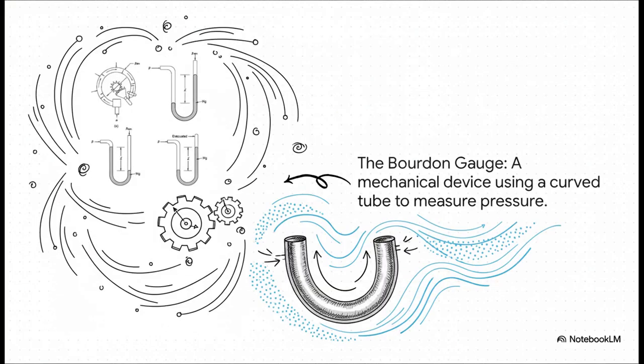But for a quick and easy reading, you'll probably see something like this, the Bourdon gauge. You've definitely seen these on bike pumps or air compressors. Inside, there's a little curved, hollow tube. When you pump pressure into it, the tube tries to straighten out. That tiny movement is connected through some gears to the needle on the front, giving you an instant reading. Just a brilliant piece of mechanical engineering.